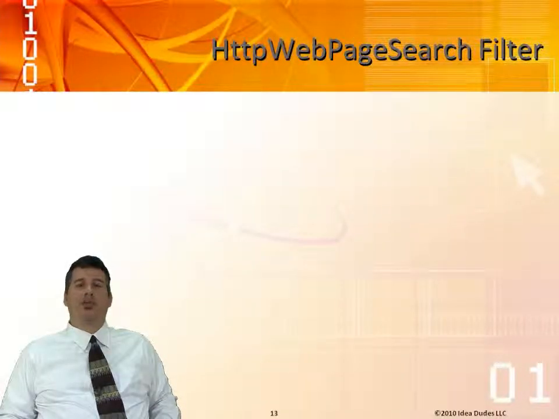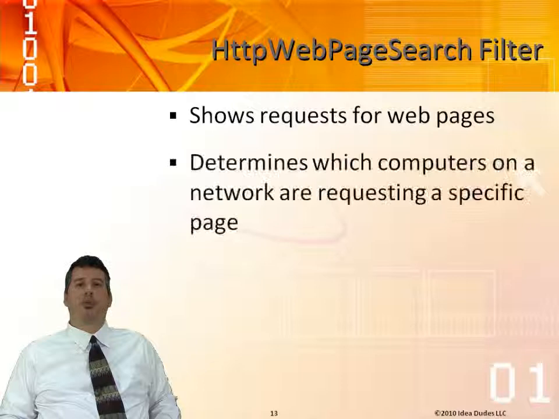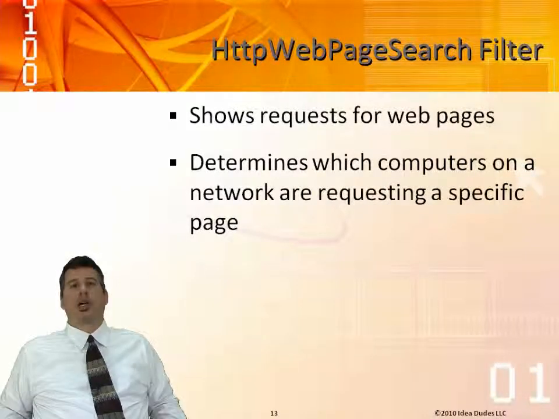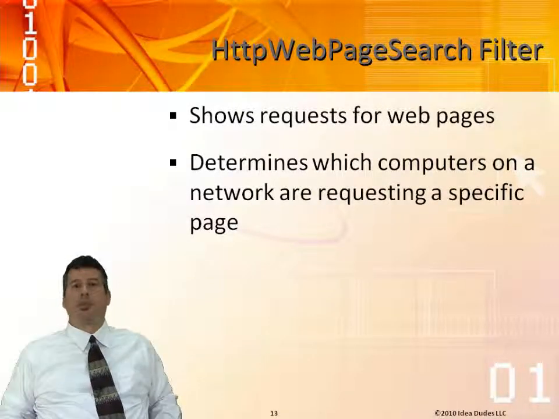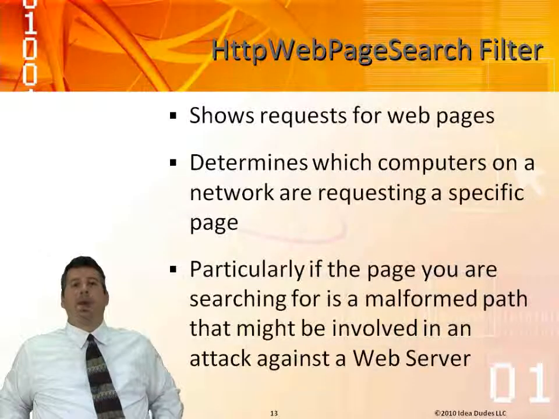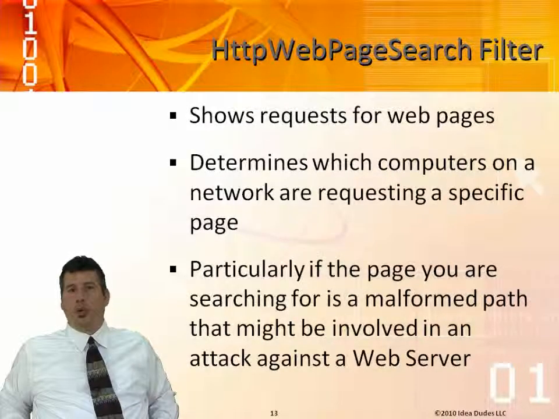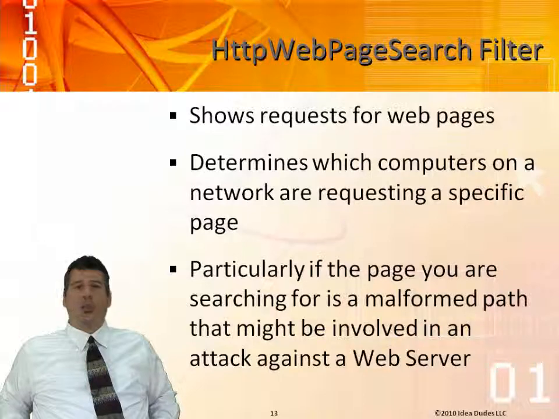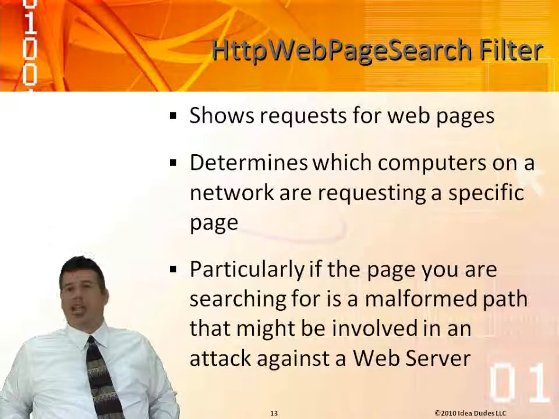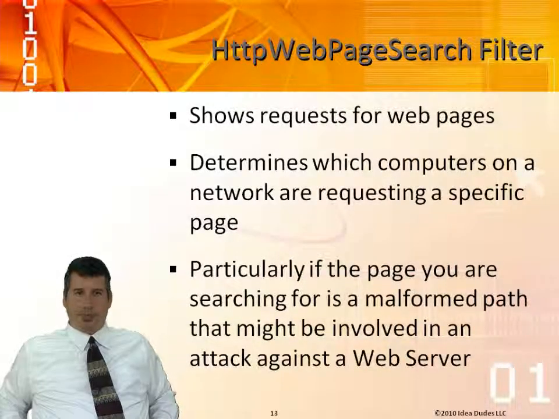The HTTP web page search filter shows requests for web pages. It determines which computers on a network are requesting a specific page, particularly if the page you are searching for is malformed, or has a malformed path that might be involved in an attack against the web server.